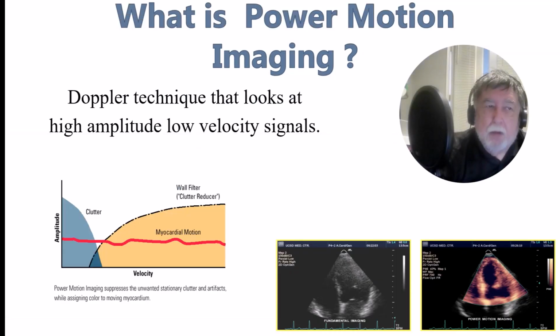What is power motion imaging? It's a Doppler technique that looks at high amplitude, low velocity signals. It's similar to color Doppler, but it doesn't indicate the flow direction. Instead, it focuses on detecting blood flow intensity. In PMI, or power motion imaging, we are looking for high amplitude, low velocity signals.